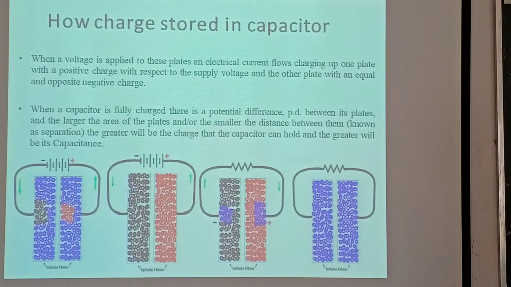So how are charges stored in the conventional capacitor? When a voltage is applied to these two plates, an electrical current flows, charging up one plate with a positive charge and one plate with a negative charge. When a capacitor is fully charged, there is a potential difference, called PD, between its plates. The larger the area of the plate and the smaller the distance between them, the greater will be the charge that the capacitor can hold, and the greater will be the capacitance. So this is how charge can be stored in a capacitor.